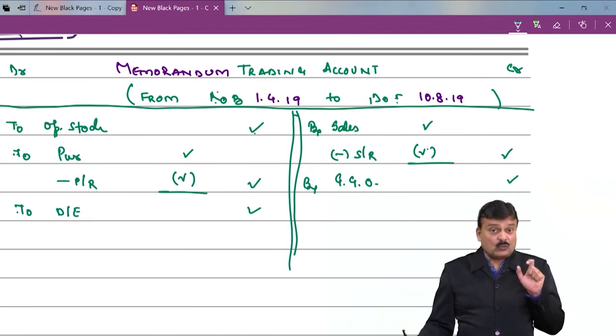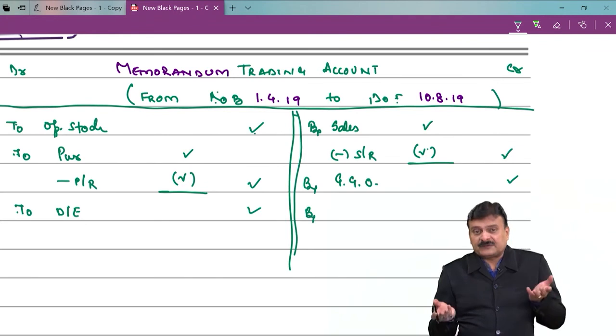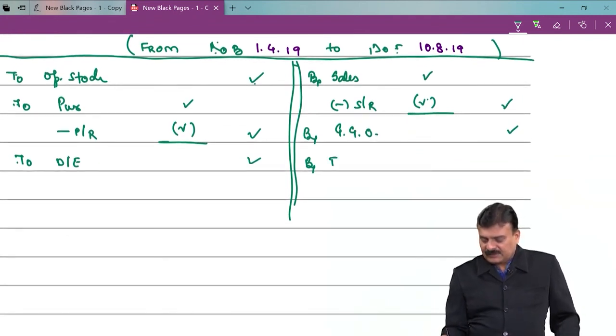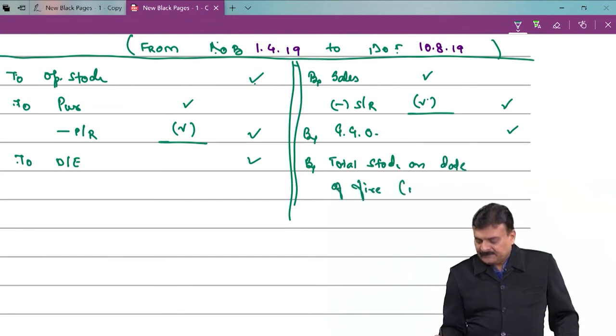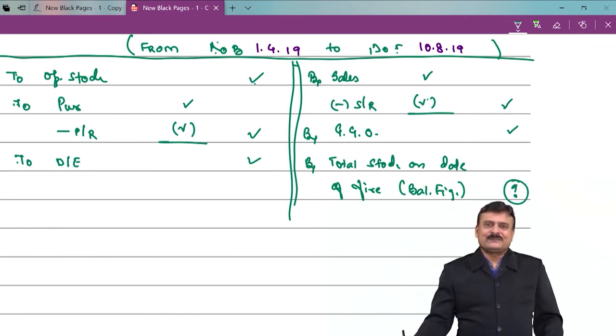My target is to find out what? The stock on that day. So instead of using the word closing stock, because this is not the year end, I'll call it by total stock on date of fire. And this is our target to find. So this is my balancing figure. This is yet to be found out by me.